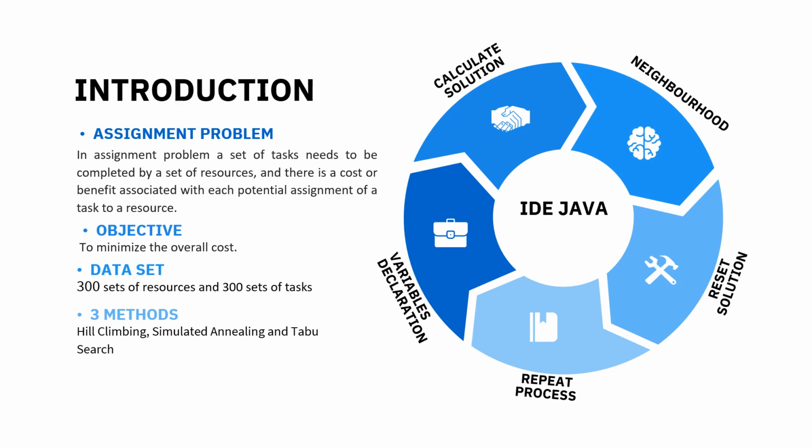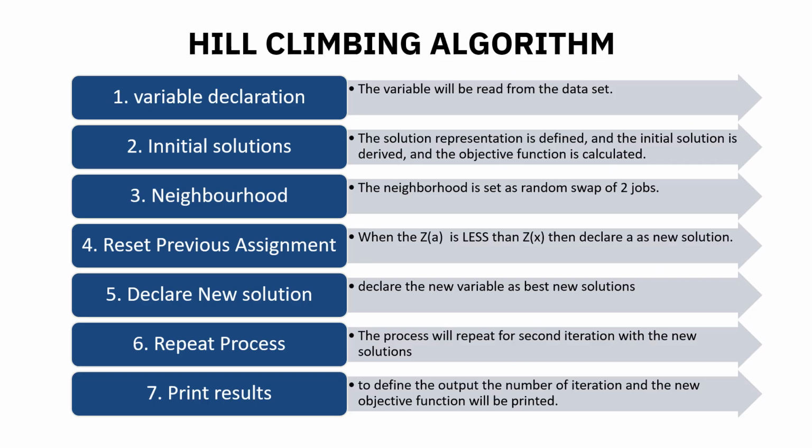Then comes reset solution. Different methods have different ways of resetting the solutions. For example, for simulated annealing, the reset solution looks into the temperature and the accept probability, whether we want to accept the new solution or not. And the repeat process determines which best solution will be carried to the next iterations. Let's move on to the next slide, which is about the hill climbing algorithm and the step-by-step approach written in the script.